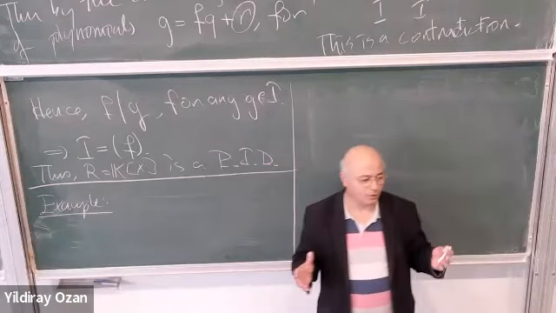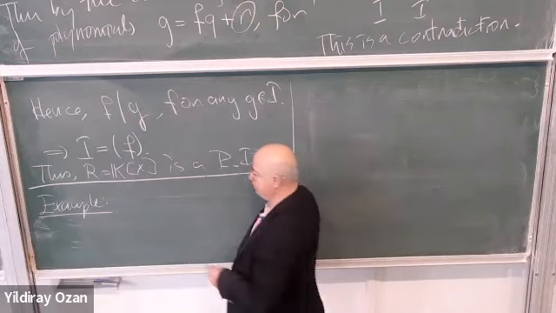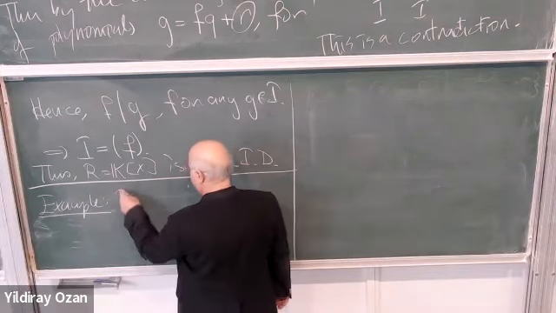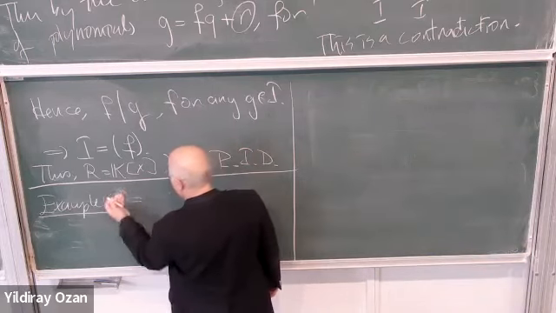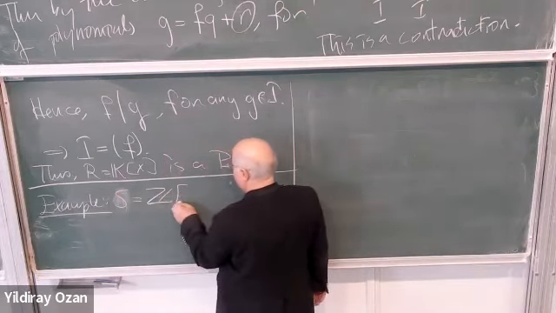Integers is a PID, but if you look at polynomials over integers, it's not a PID. So consider this ring, for example: polynomials with integer coefficients. This is a commutative ring, and it is not a principal ideal domain. Why is that?